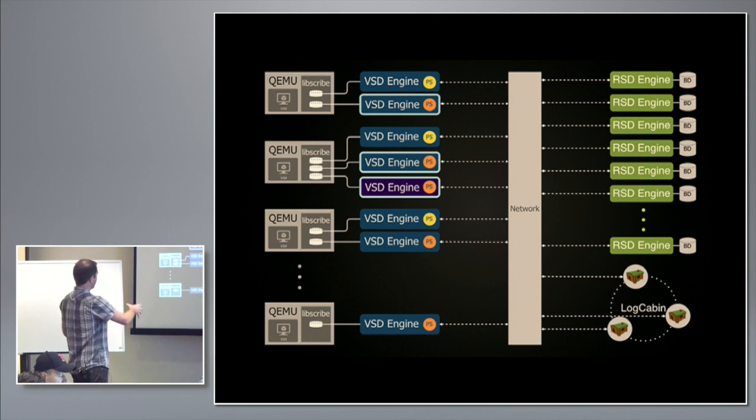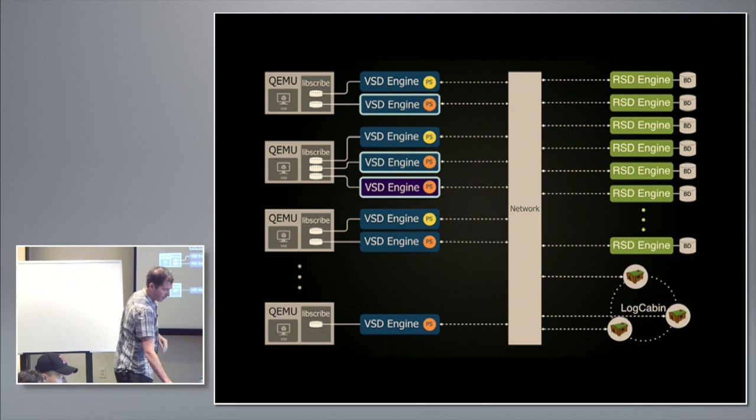And then those engines use as resources really all of the RSDs as well as log cabin, which they're accessing over the network. There's also an optimization for local disks. You're not talking over the network if you're going to local disks, and there's actually a pretty cool optimization in there, which I'm going to talk about here in a moment.